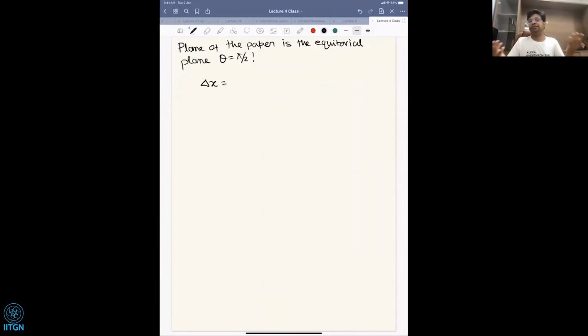In that case, what is delta x? Delta x is just the proper distance. I put dt equal to 0, d phi equal to 0, d theta equal to 0, and what is left is nothing but my dx. So this is (1 minus rs by r) to the power minus half dr. That's all my delta x is.